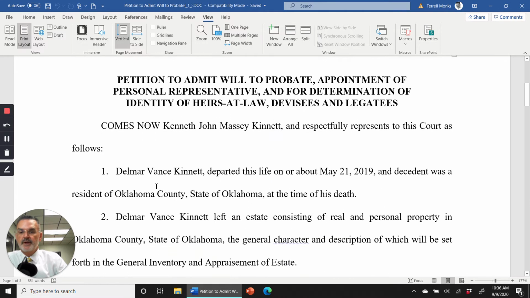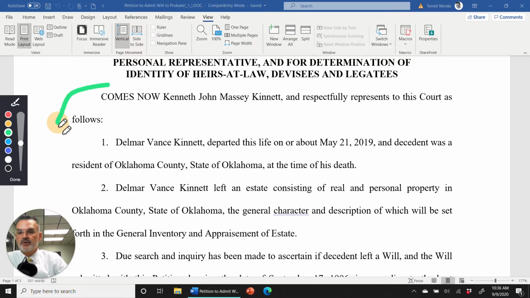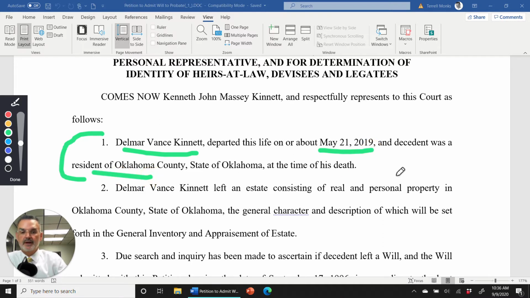Let's scroll on down here and start talking about the substance of the petition. I recommend that your opening paragraph identify who the petitioner is, the person who's bringing the request to the court. Your first very substantive paragraph will be to identify the person who has passed away, when they passed away, and where they lived at the time of their death.